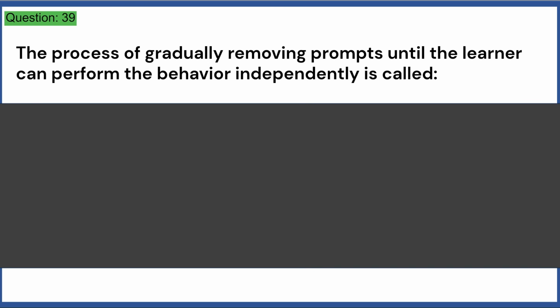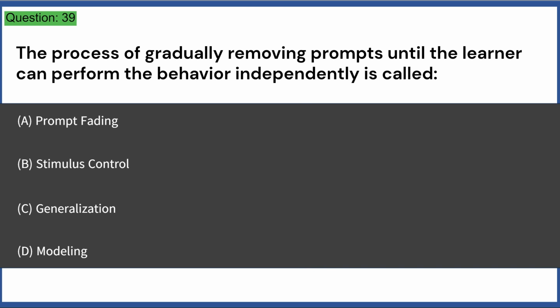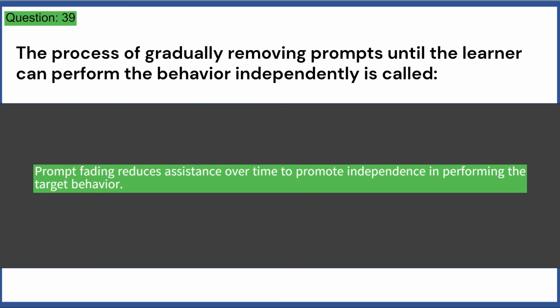The process of gradually removing prompts until the learner can perform the behavior independently is called: A. Prompt fading. B. Stimulus control. C. Generalization. D. Modeling. Answer: A. Prompt fading reduces assistance over time to promote independence in performing the target behavior.